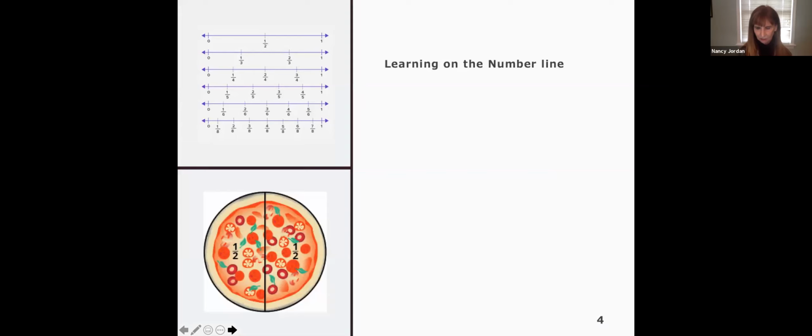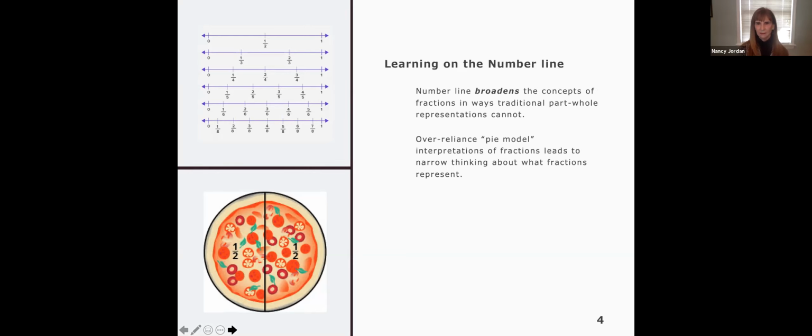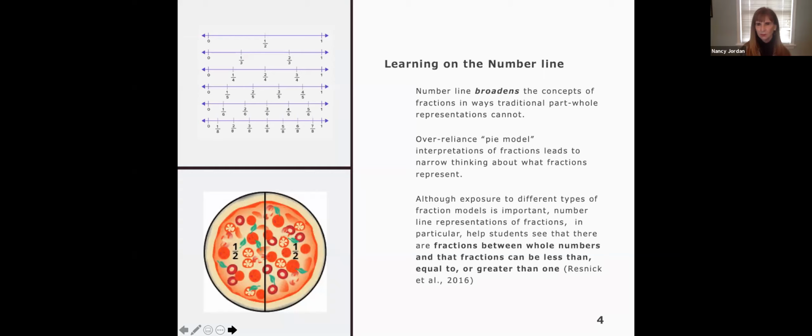So as people have talked about today, the importance of the number line and learning on the number line. The reason it's important, especially for older students, is it broadens the concepts of fractions in ways that traditional part-whole representations can't. For young children, especially those with learning disabilities, because it's easier to teach, the instruction often over-relies on pie model interpretations of fractions that can lead to narrow thinking about what fractions represent. And so it's important to expose children to different types of models.